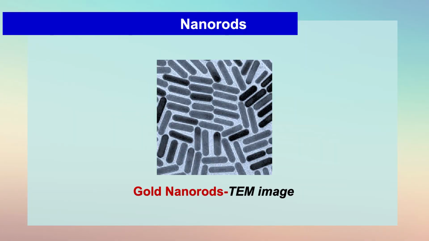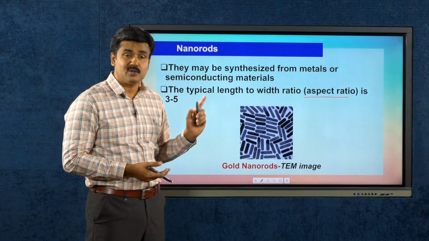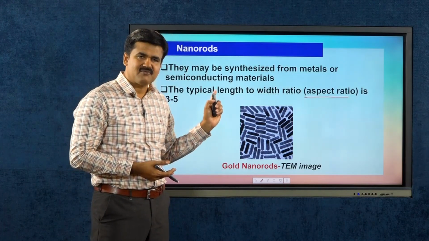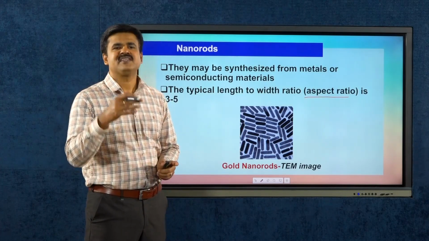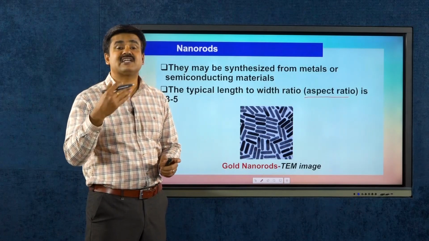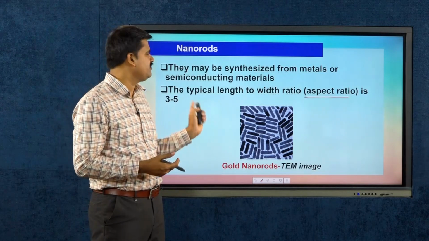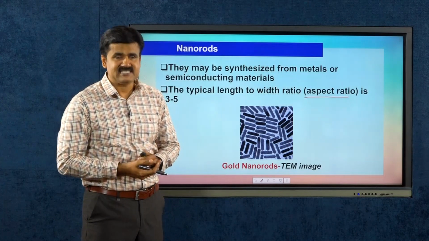This is a pictorial representation. It's a transmission electron microscopy image of gold nanorods. These are one-dimensional nanomaterials prepared from metallic gold. They appear to be rod-shaped. So, this is an example of a one-dimensional nanomaterial. And from this image it is also clear that its length is 3 to 5 times its width. So, the aspect ratio is in the range of 3 to 5. Nanorods provide nice examples of one-dimensional nanomaterial.